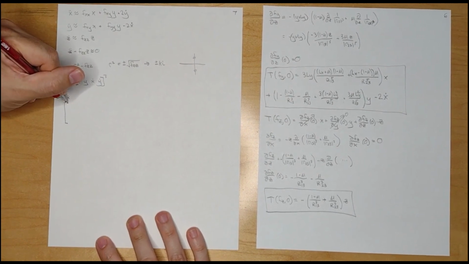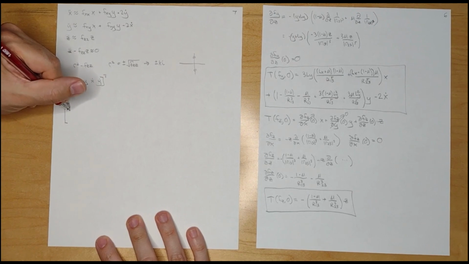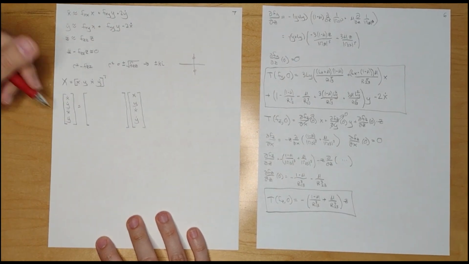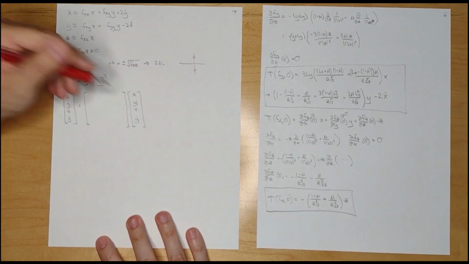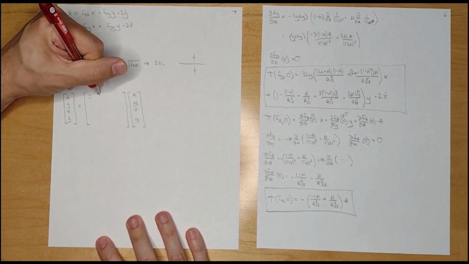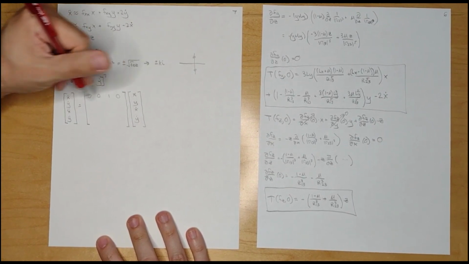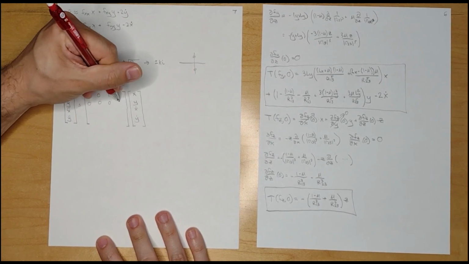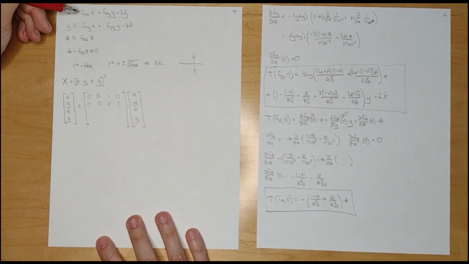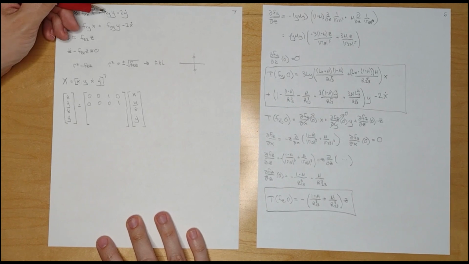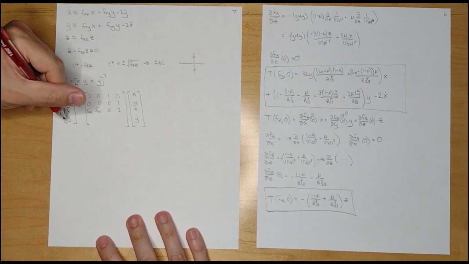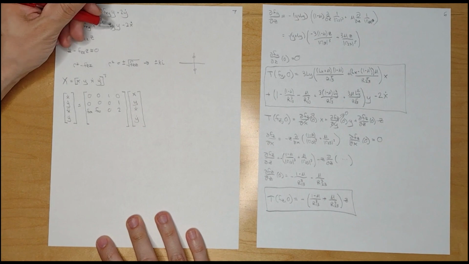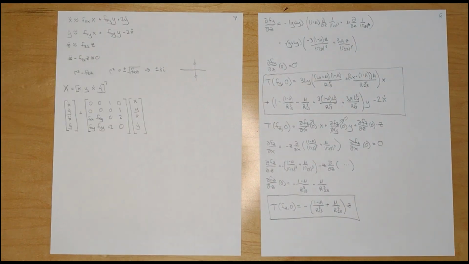This is now our X dot on the left, our state vector X dot. And so now we're going to populate this matrix. x dot is simply equal to x dot, so that just gives us 0, 0, 1, 0. y dot is just equal to y dot, so that's 0, 0, 0, 1. And then x double dot is fxx x plus fxy y plus 2y dot. And then y double dot is fxy x plus fyy y minus 2x dot.